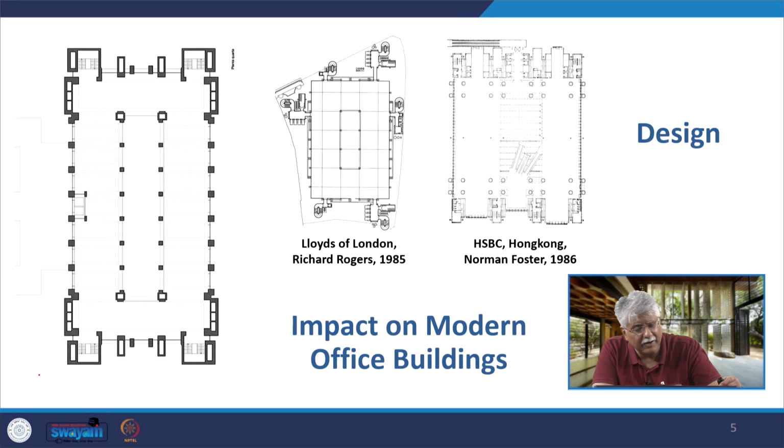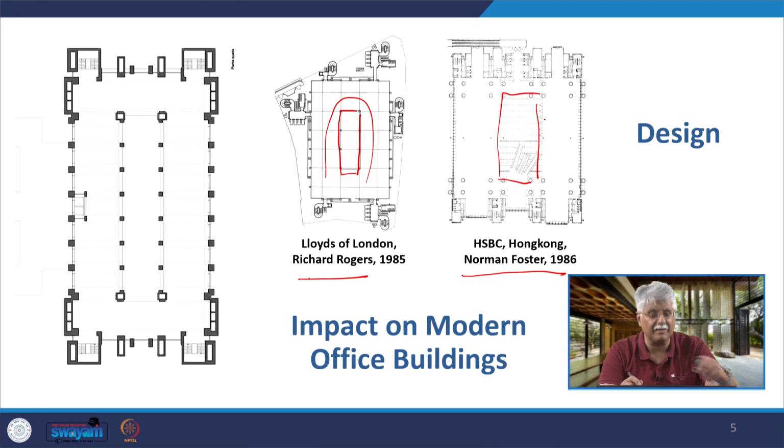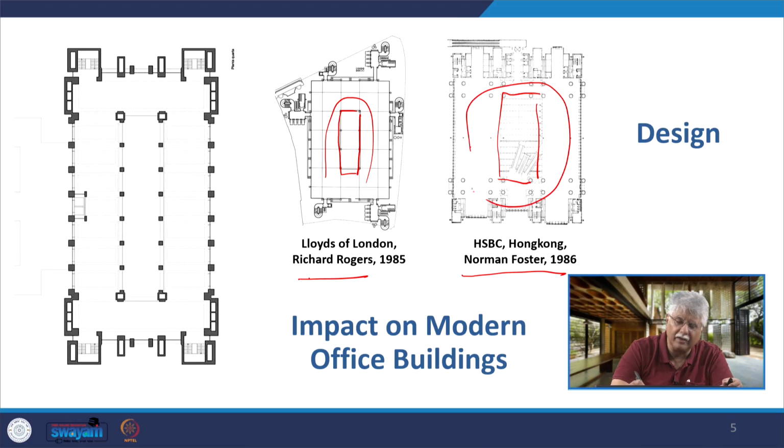Now what is the impact on modern buildings? If you look at the Lloyds of London by Richard Rogers in 1985, HSBC Hong Kong by Norman Foster in 1986, you find a very similar concept, at least in terms of the floor plate. Their floor plate also has a cutout which goes all the way down, and there are people sitting around it. And here also there is a kind of cutout, not exactly a cutout, it is a glass covered area, and the functioning area is all around it.